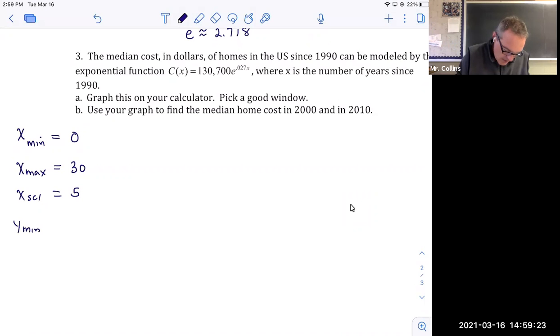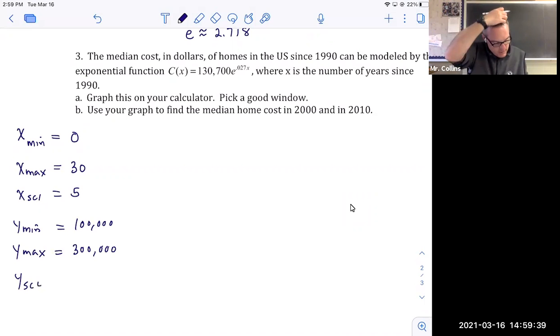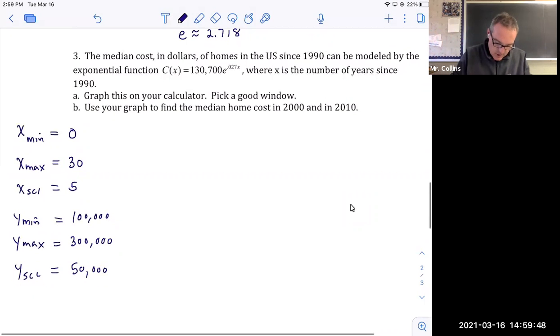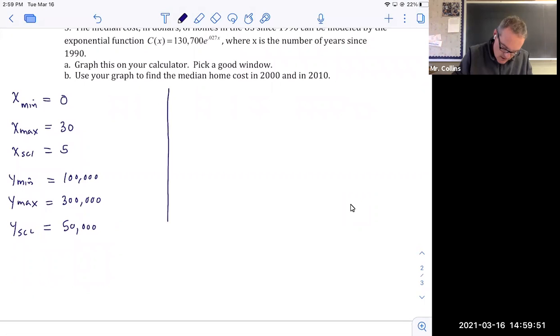Your Y min and Y max, this is the cost of a house. These are just suggestions, but I would start at about 100,000. You're not going to have a house cheaper than that. And let's go up to like 300,000. And again, the scale depends on how many tick marks you want to mark off your graph. It's up to you. 50,000 seems reasonable, but if you did 100,000, you'd just have fewer tick marks. And your graph shakes out to something like this, right? I'm doing a terrible job here, but this is what it looks like.